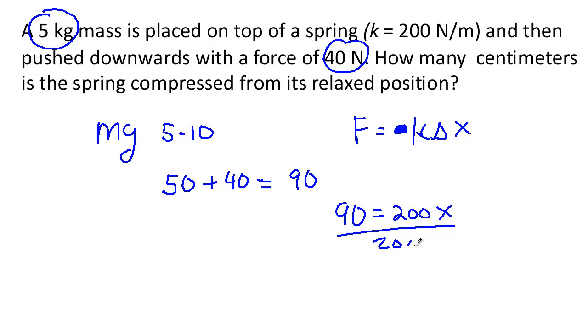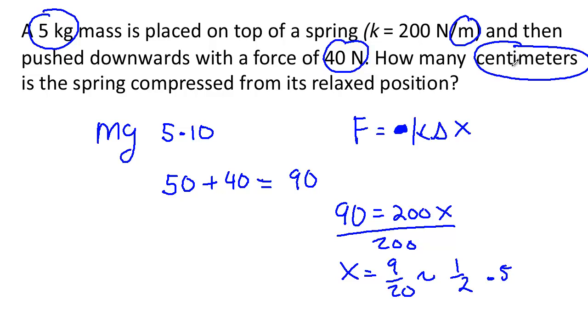If we do some math, divide both sides by 200, we get x is equal to 9/20, which is roughly 1/2 or 0.5. The only thing to be careful about here is that your spring constant is presented to us in meters, and the question is asking about centimeters. So we just have to convert meters into centimeters, and we do that by multiplying by 100. 0.5 times 100, and we get 50 centimeters.